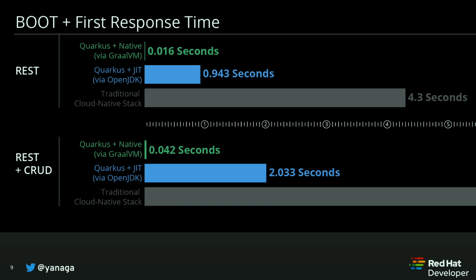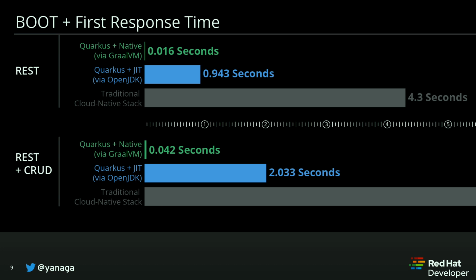But in this new cloud native world, maybe responding quickly to the first request is important, especially if you're thinking about serverless workloads where you don't have a JVM already running. You have to start from the ground and reply very quickly to the first request. And that's why Quarkus is optimized for this scenario.